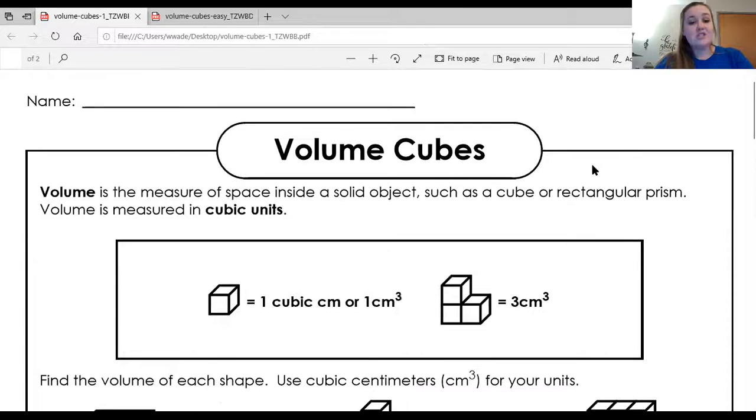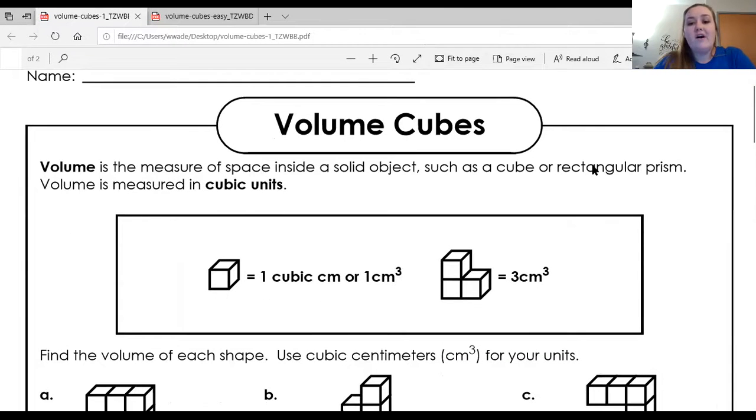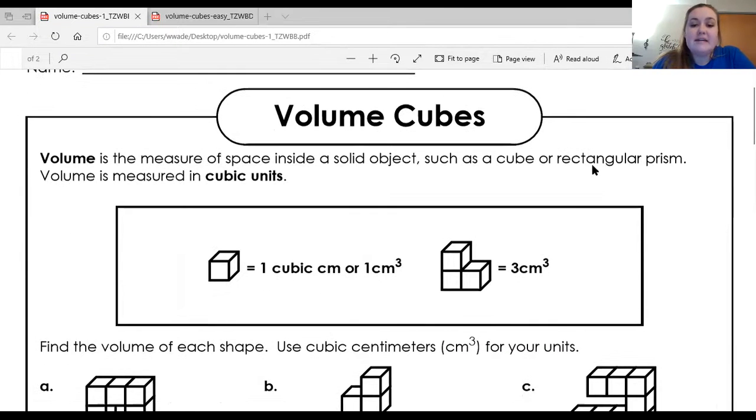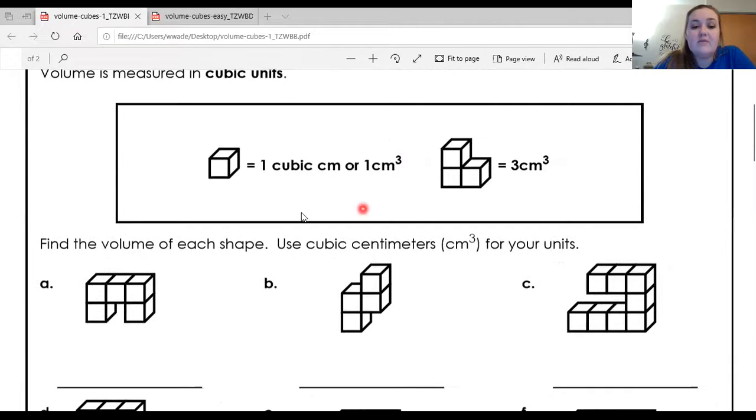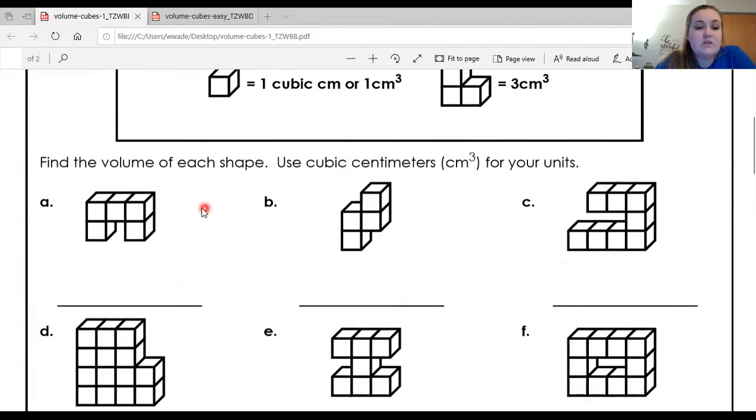There you go. So as a reminder, volume is the measure of space inside of a solid object, such as a cube or rectangular prism. So let's go ahead and look at a few of these. It's measured here in cubic units. So if you look here, they're telling you it's with cubic centimeters. So you can write that out as cubic centimeters or 1 centimeter cubed. Okay, so let's look at A.